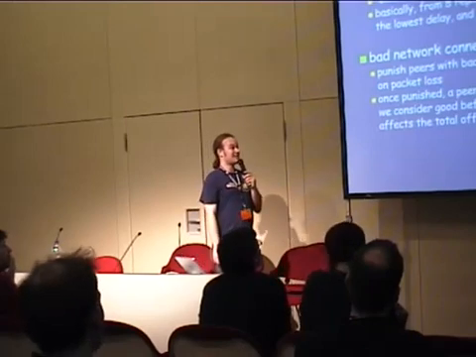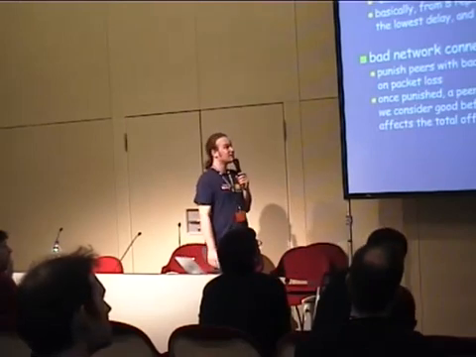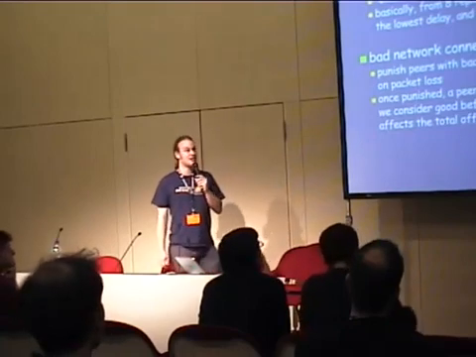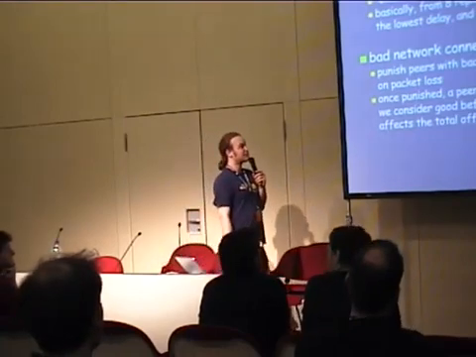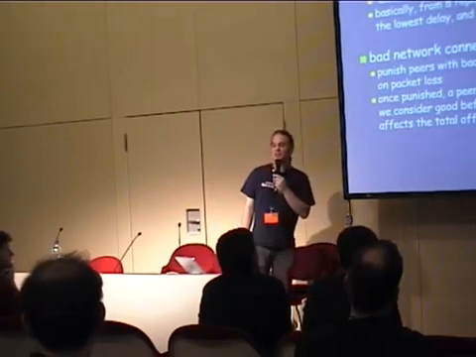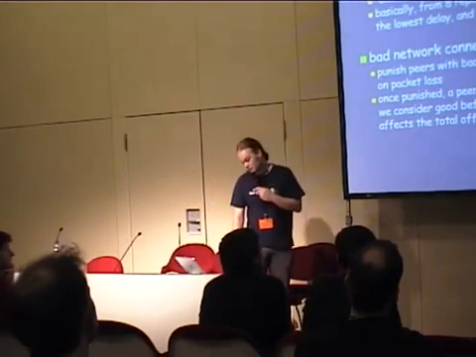Bad network connection results in poor accuracy. This means we have to punish peers with a bad network connection. The only way to figure that out currently is packet loss. Once punished, a peer needs to send us a few good replies before we trust him again.